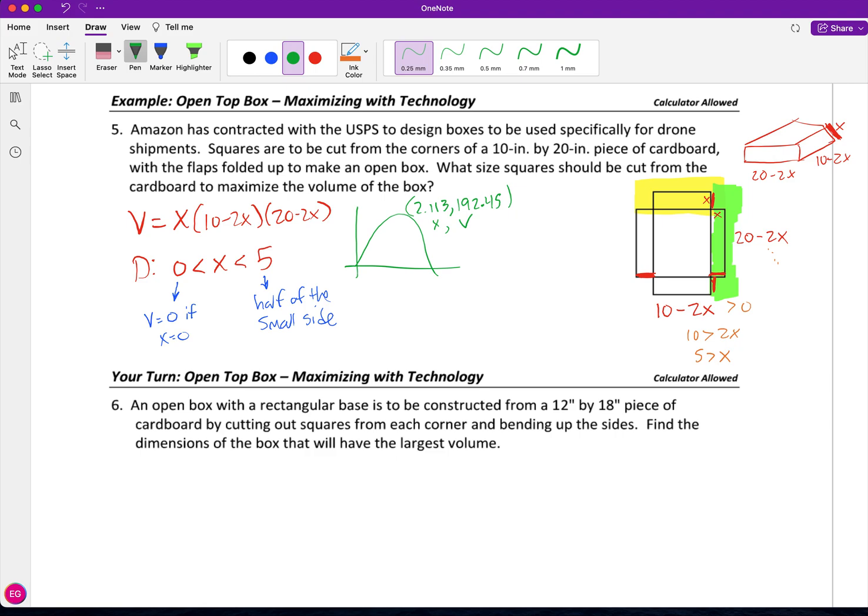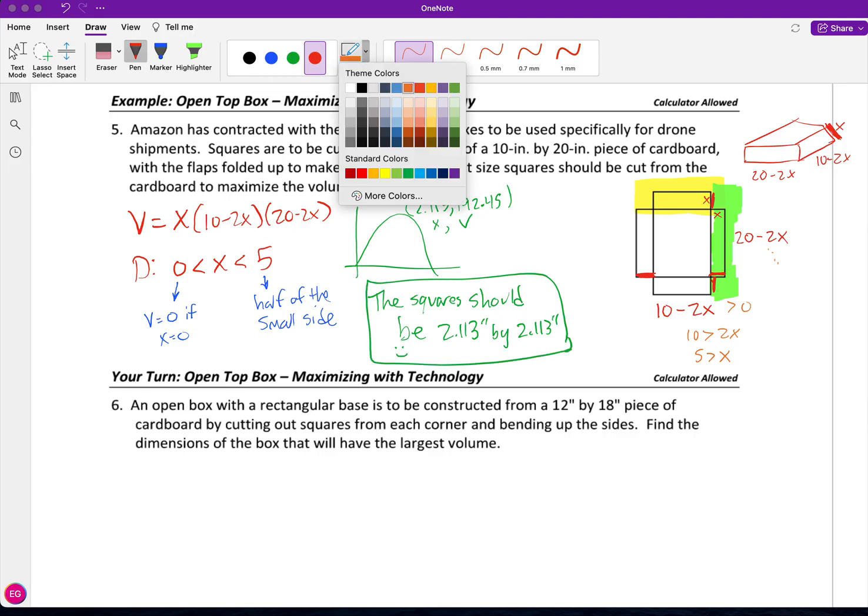So let's read what the question says. It says, what size squares should be cut from the cardboard to maximize the volume? Well, we found that. That's what x is. So the squares should be this 2.113 inches by 2.113 inches. And that's going to be the answer to this question. And we're done.